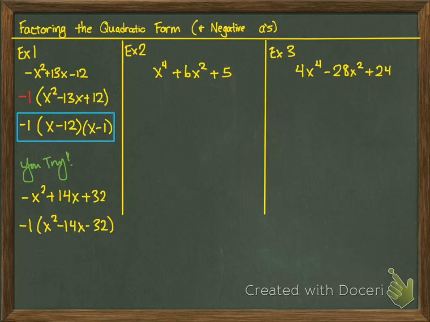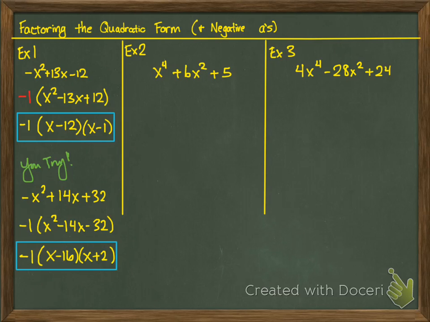Okay, welcome back. Divide out that negative 1, now factor what's in the parentheses like normal, and we should end up with, at least starting with that structure, negative 16 and positive 2 inside the parentheses, and that should be our factored form of that. Alright, moving on to example number 2.